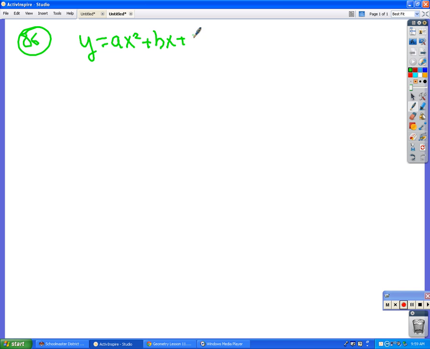Okay, let's take a look at A6. Find the parabola with equation y equals ax squared plus bx plus c. It has a slope of 4 at x equals 1, a slope of -8 at x equals -1, and goes through the point (2, 15).